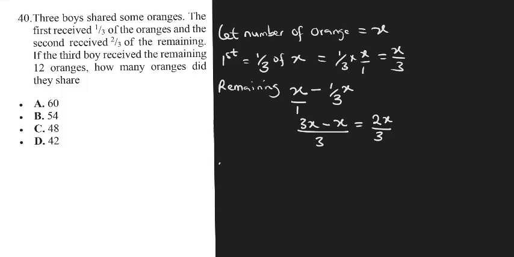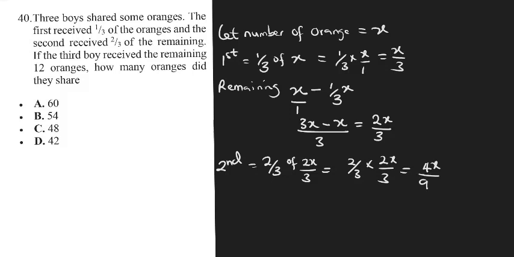So for the second person now, we said it received 2/3 of the remaining, which is what? 2X/3 now. Of means times, so times 2X/3. So this is going to be, multiply the numerators: 2 times 2X is 4X, and 3 times 3 is 9. We have 4X/9. So this is the second person, right?